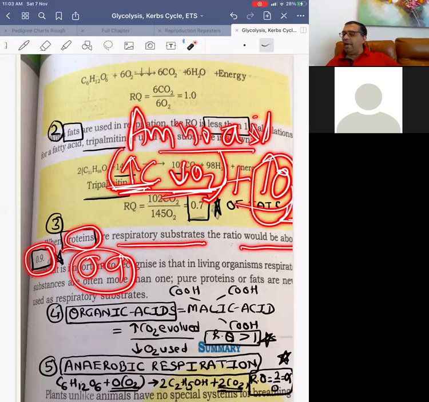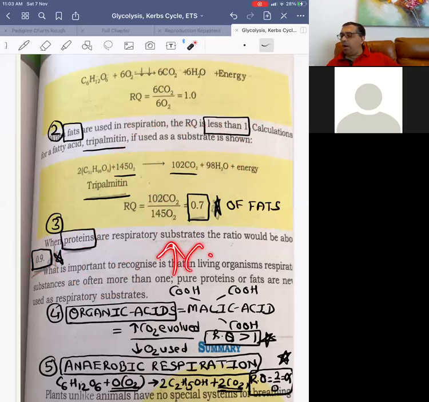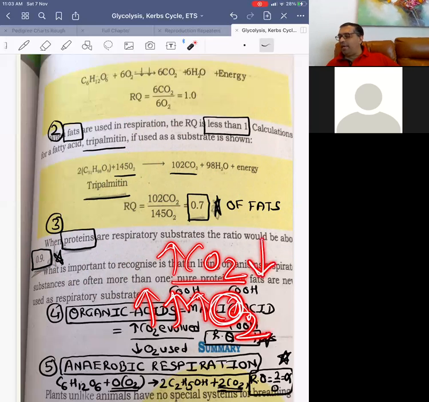So again, for liberating CO2, we will need more amount of oxygen. Oxygen more will be required. So in other words, numerator is less, denominator is more. So RQ will be less than 1.